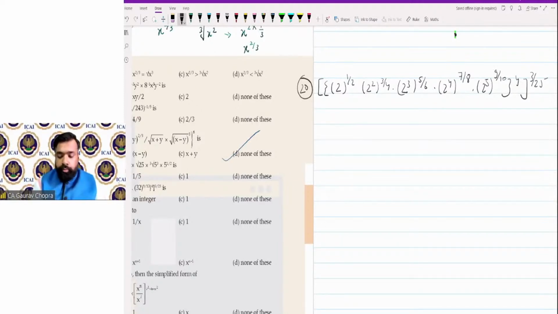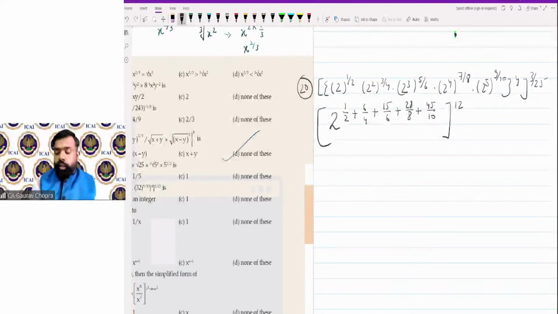So let's simplify. 2 to the power of half plus 6 by 4 plus 3 into 5 is 15 upon 6 plus 4 into 7 is 28 by 8 plus 5 into 9 is 45 upon 10. All these are the powers, and then whole to the power of 4 into 3 is 12, 12 by 25. Now you can take the LCM and get the values.